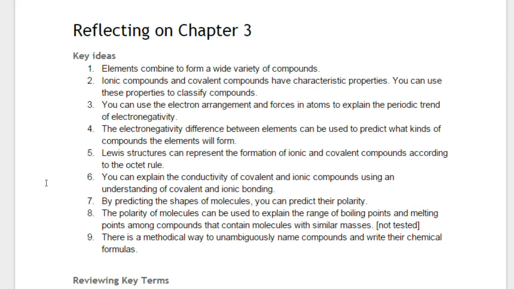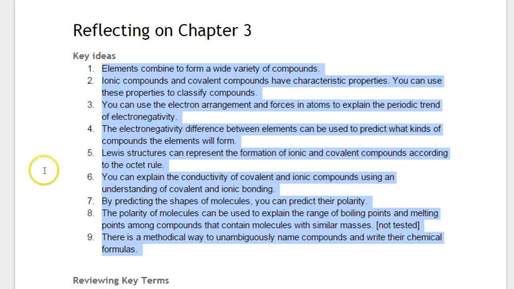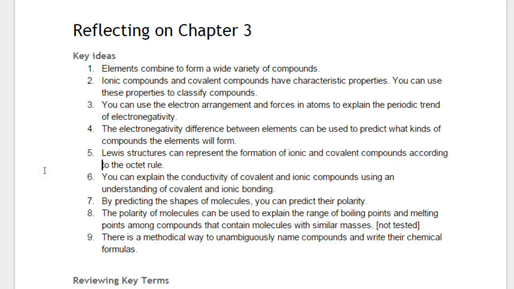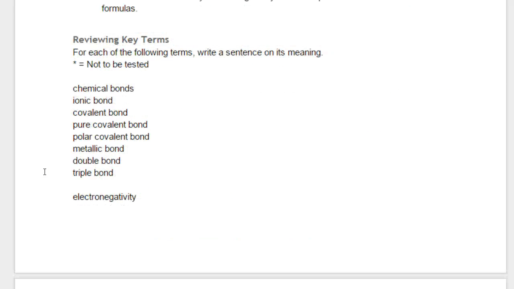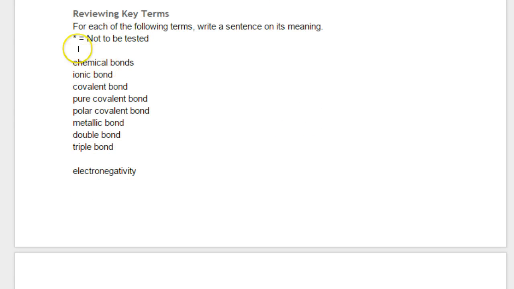What I've also done is reproduced the Chapter 3 unit review, or chapter review. So there are 9 key ideas that pop up in this chapter. I've reproduced them here, so you can take a good long look at them, reflect on them. There are also a number of key terms that have popped up in this unit. And again, I have copied them from the textbook and reproduced them here for your benefit. I've tried to group them into logical groupings. Take a look at them. Make sure you are able to tell me what the meaning is. So for example, what is electronegativity?